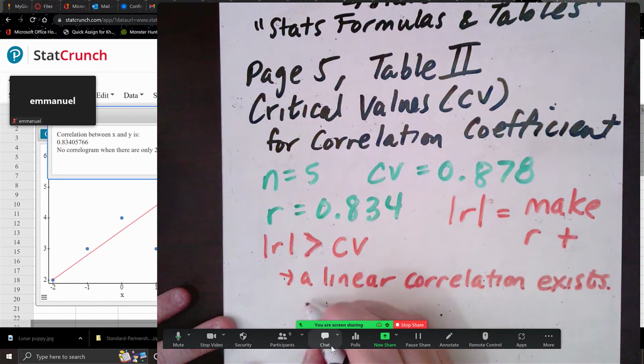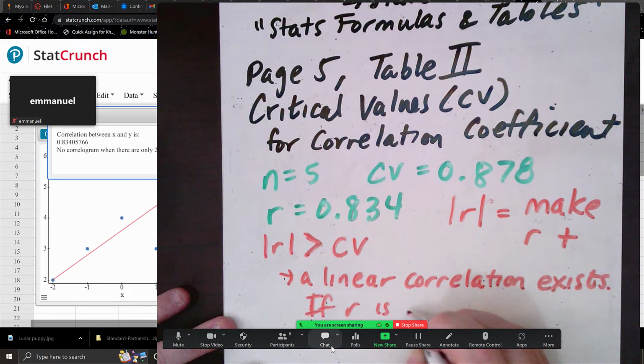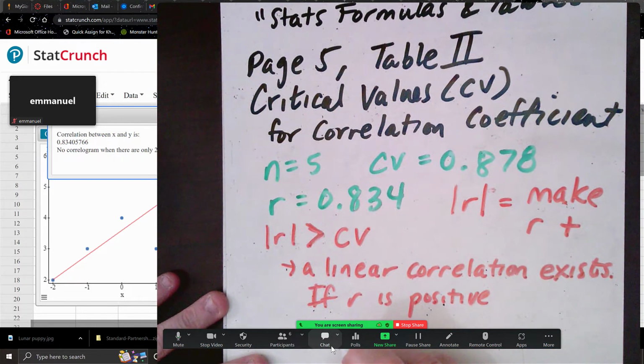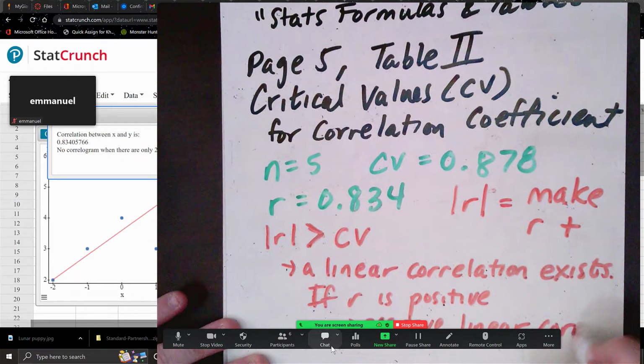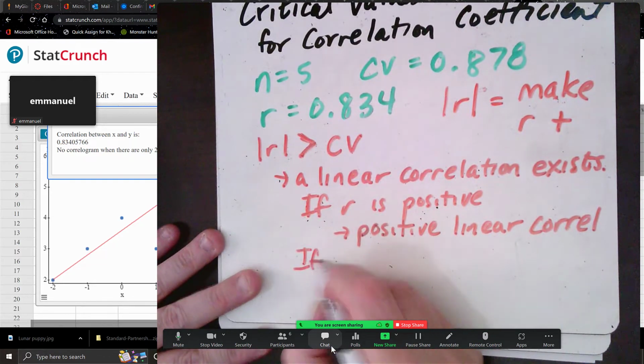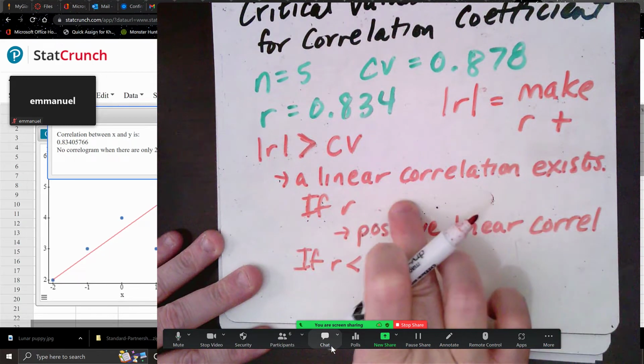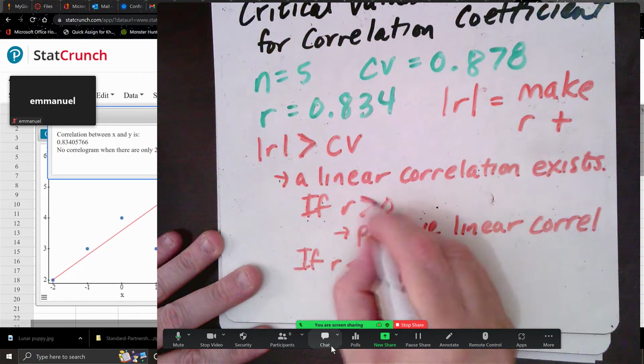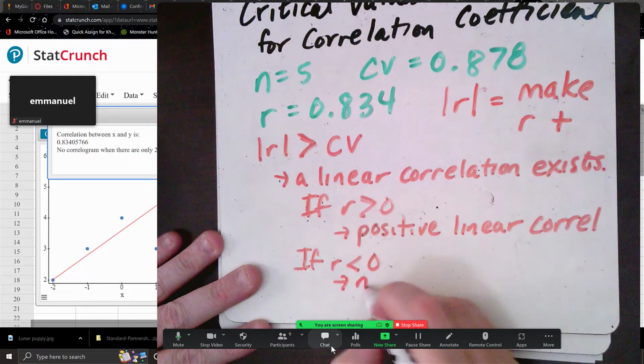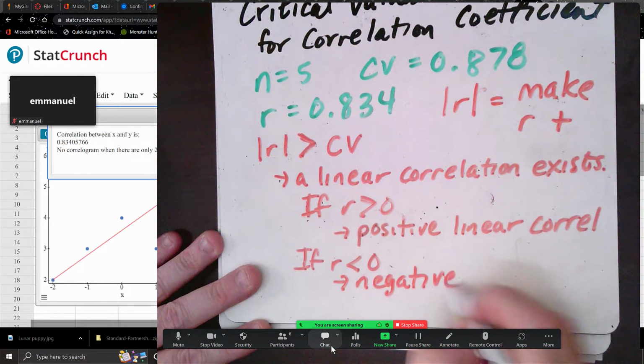And at that point, if R is positive, it's a positive linear correlation. And if R is negative, or less than 0, that might be a better way of saying it. R is greater than 0, R is less than 0. We have a negative linear correlation.